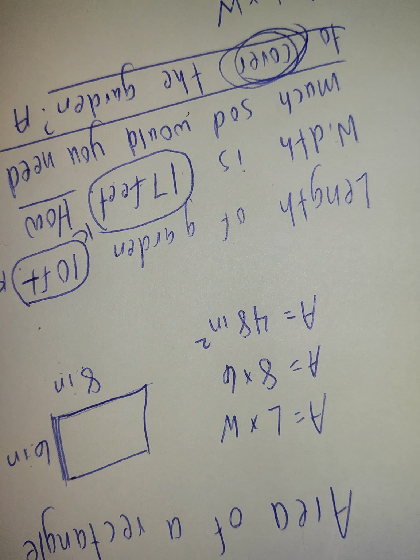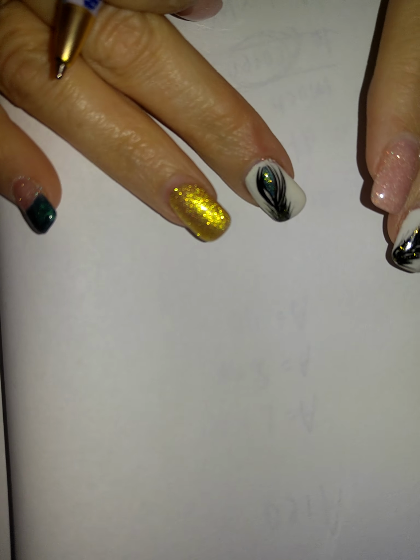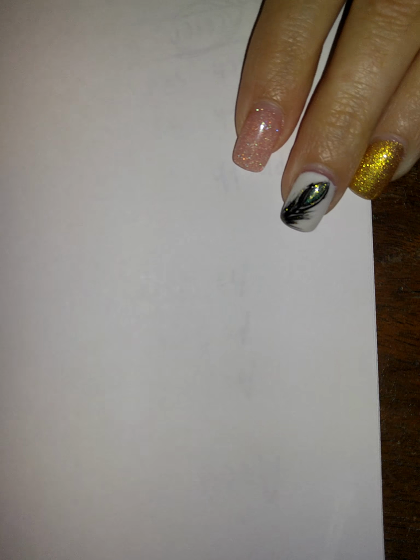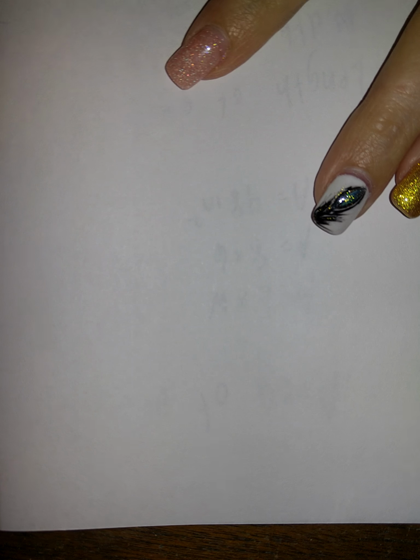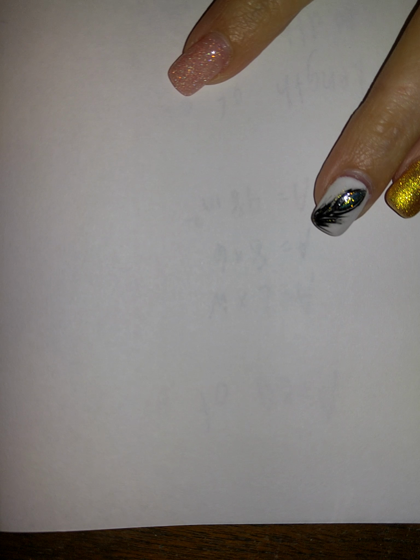Now, there will also be problems that the kids get. Let me go ahead and get a fresh piece of paper. Just fold this one over. There'll also be problems that the children will get where they'll be given the area and they will have to find the unknown.